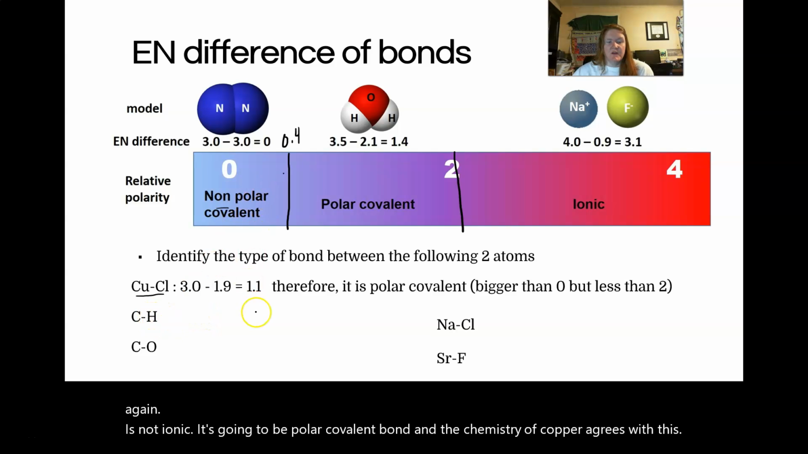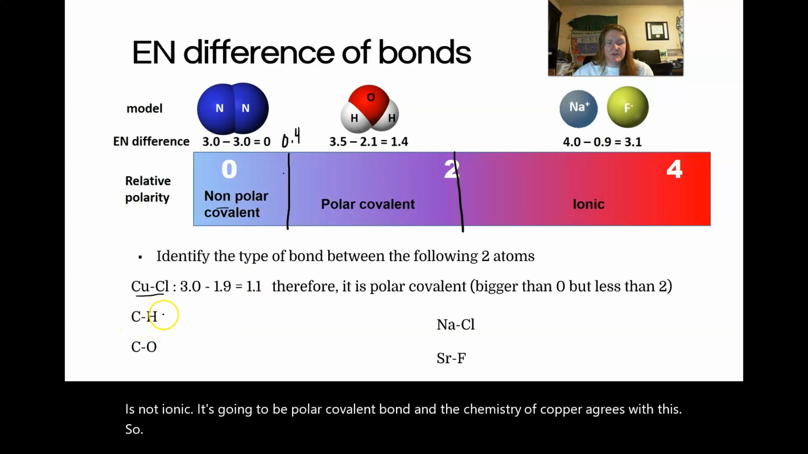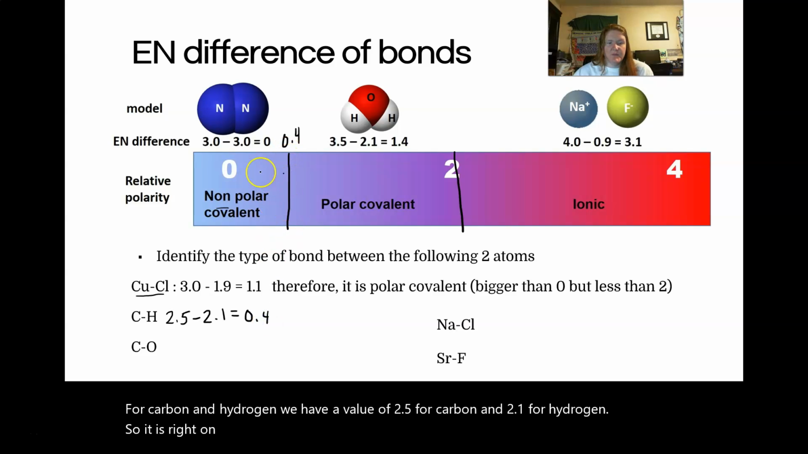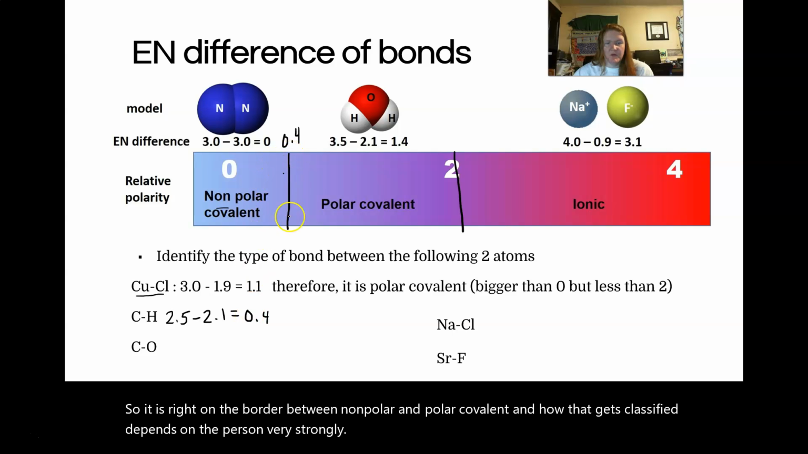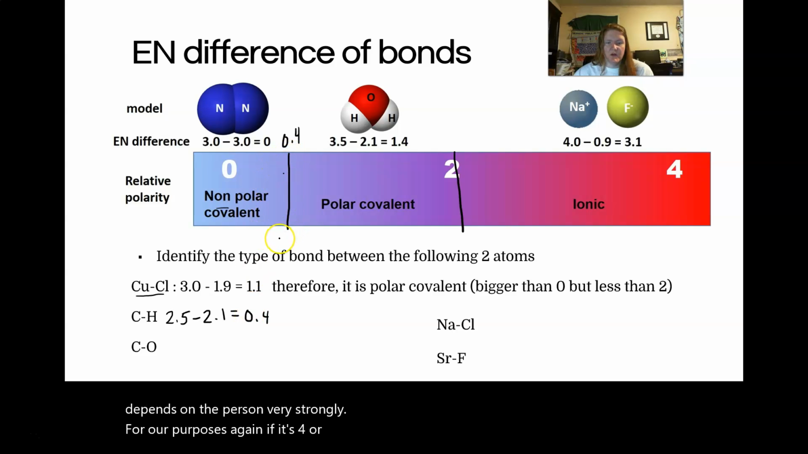So for carbon and hydrogen, we have a value of 2.5 for carbon and 2.1 for hydrogen. So it is right on the border between nonpolar and polar covalent, and how that gets classified depends on the person very strongly. For our purposes, again, if it's 0.4 or lower, we'll say it's nonpolar. If it's bigger than 0.4, we'll say it's polar.